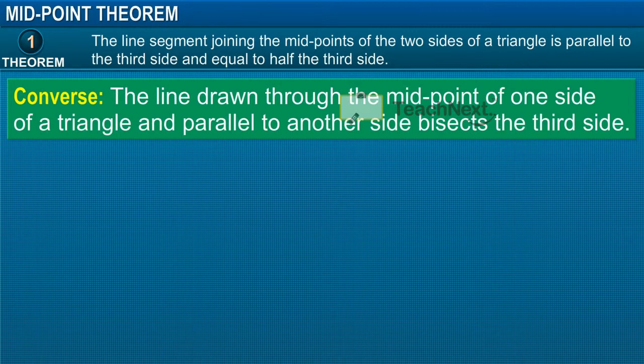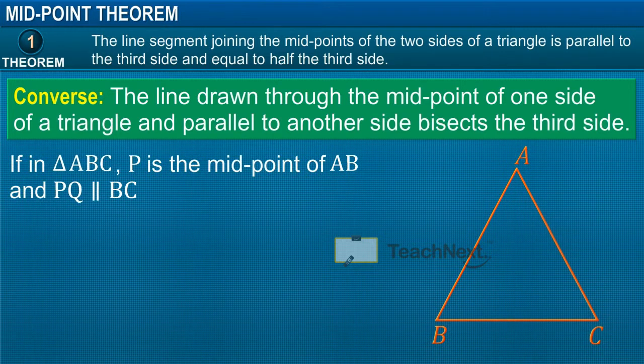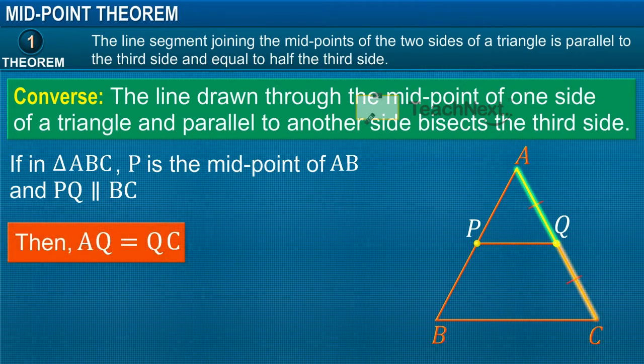The converse of this theorem also holds true. It says, the line drawn through the midpoint of one side of a triangle and parallel to another side bisects the third side. That is, if, in a triangle ABC, P is the midpoint of AB and PQ is parallel to BC, then AQ is equal to QC.